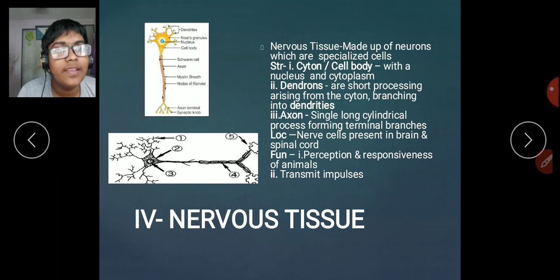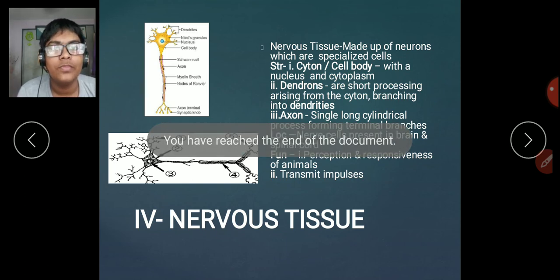The nerve cells are present in the brain and the spinal cord. We all know that it conducts impulses. Its function is the perception of responsiveness of the animal and transmission of impulses. I hope you must have understood about these animal cells, animal tissues.